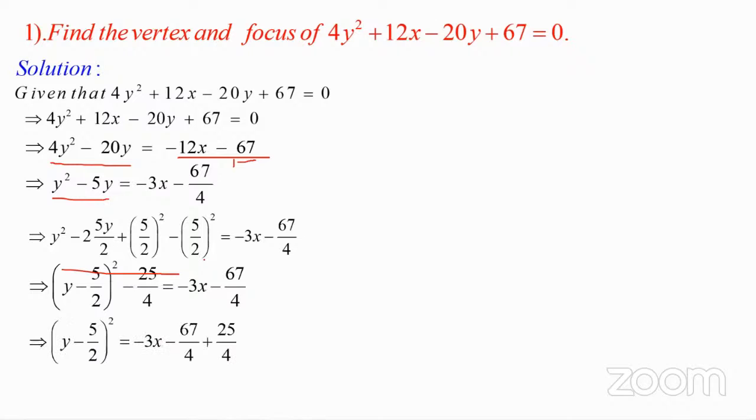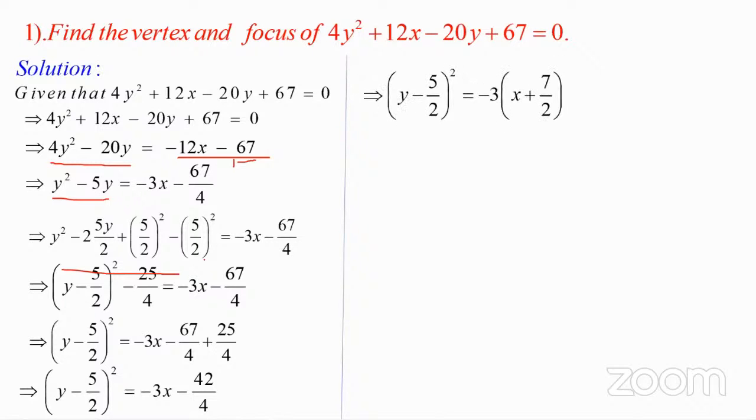Just simplify that one. You will get y minus 5 by 2 whole square equal to minus 3x minus 42 by 4. Sorry, so just simplify that one. Then you will get 21 by 2, that is 7 by 2, taking minus 3 common, x plus 7 by 2. So y minus 5 by 2 whole square equal to minus of 3 times x plus 7 by 2.